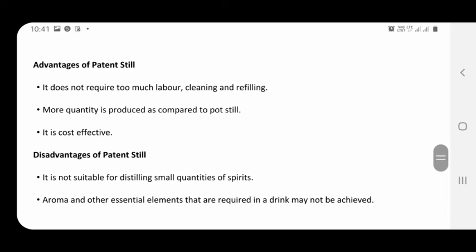So these are the perforated plates. Okay, back to the topic. We were discussing the patent stills.